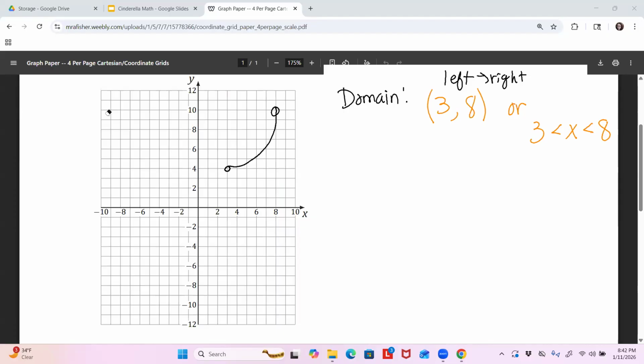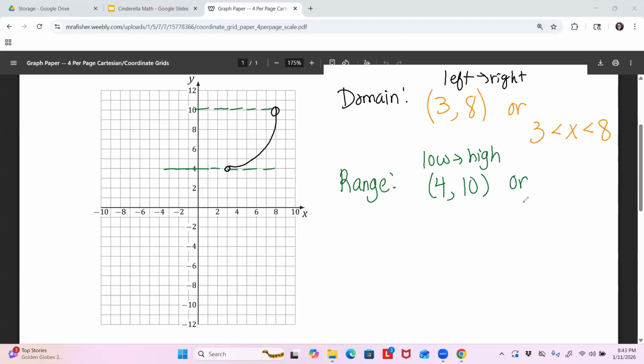And range, you're going to look low to high or bottom to top, whatever you want to say. So how low do you go? Play limbo. Looks like 4. How high do you go? Looks like 10. You would do soft parentheses because it doesn't actually touch 4 and it doesn't actually touch 10 because of those open dots. Or write your low number 4, your high number 10, put a Y in the middle, make your sandwich. We will not need equals because of the open dots.